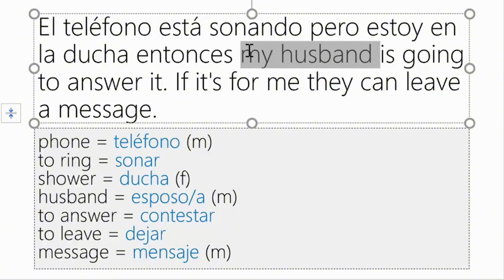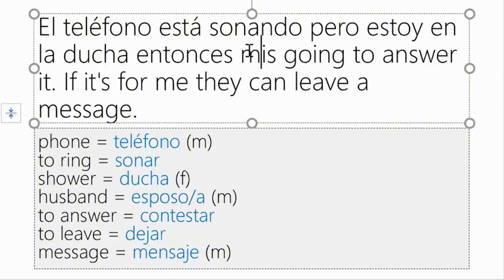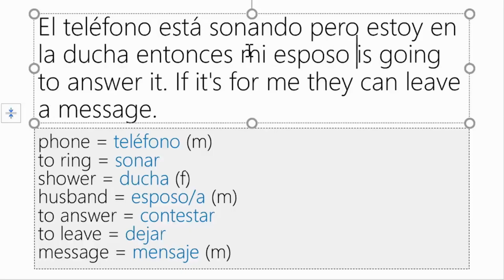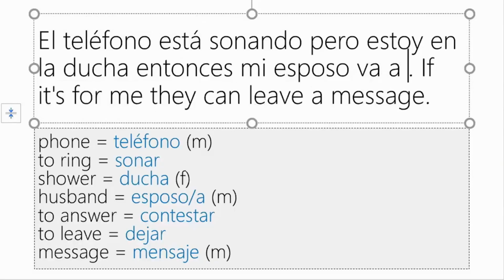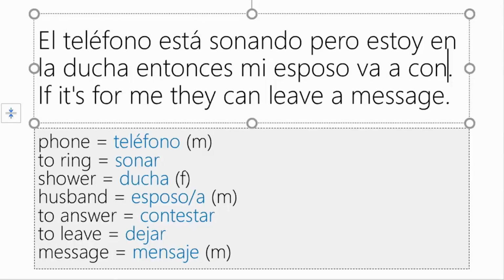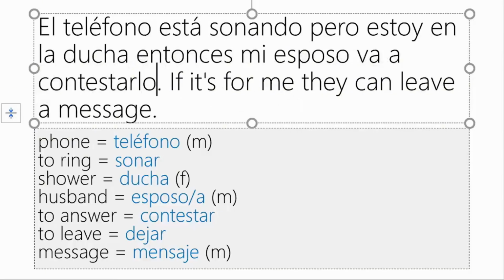Entonces, mi esposo is going to answer it. This is modal verb structure. Va contestarlo. We're using lo for it because we're referring to el teléfono. Finally, we have if it's for me, they can leave a message. So, si es para mí.